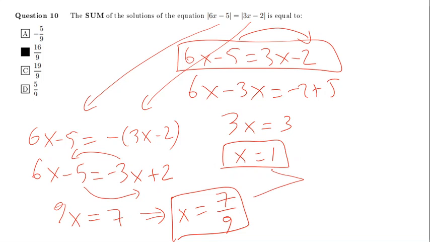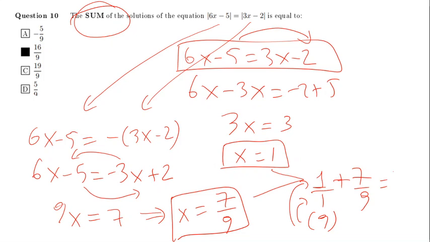Now we add them, so it says sum. So it will be 1 plus 7 over 9. So you write here 1 over 1 and 9. So it will be 9 over 9 plus 7 over 9, which is 16 over 9. So which is this one.